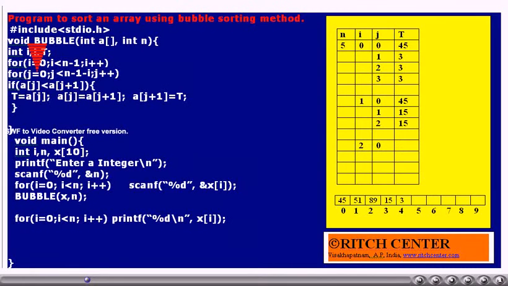J value is again initialized to 0. J, is it less than n minus 1 minus I? That is n minus 1 minus 2. I value is 2. That is 5 minus 1 minus 2. That is 2. Yes. Thus inner for loop will be executed once more. A of j, is it less than a of j plus 1? 45. Is it less than 51? Yes. They will be exchanged.